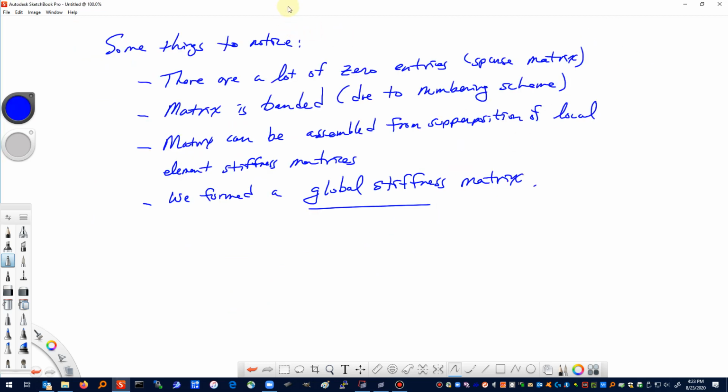All right, so again, just some things to notice. There's a lot of zeros in there. It's a sparse matrix. The matrix is banded due to the numbering scheme that we used. The matrix can be assembled from the superposition of local element stiffness matrices, and what we did, if we think of it that way, is we have formed, or assembled, a global stiffness matrix.